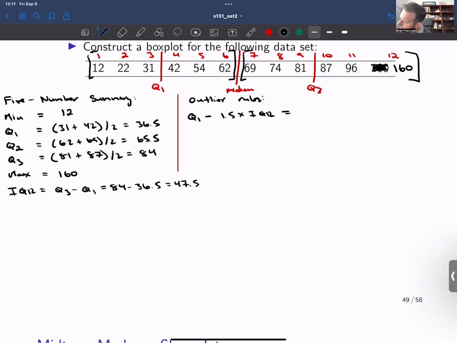All right, so this is going to be 36.5 minus 1.5 times 47.5, which is equal to negative 34.75. All right, in our data set, there is no value that is smaller than negative 34.75. So this means that we have no lower tail outlier.